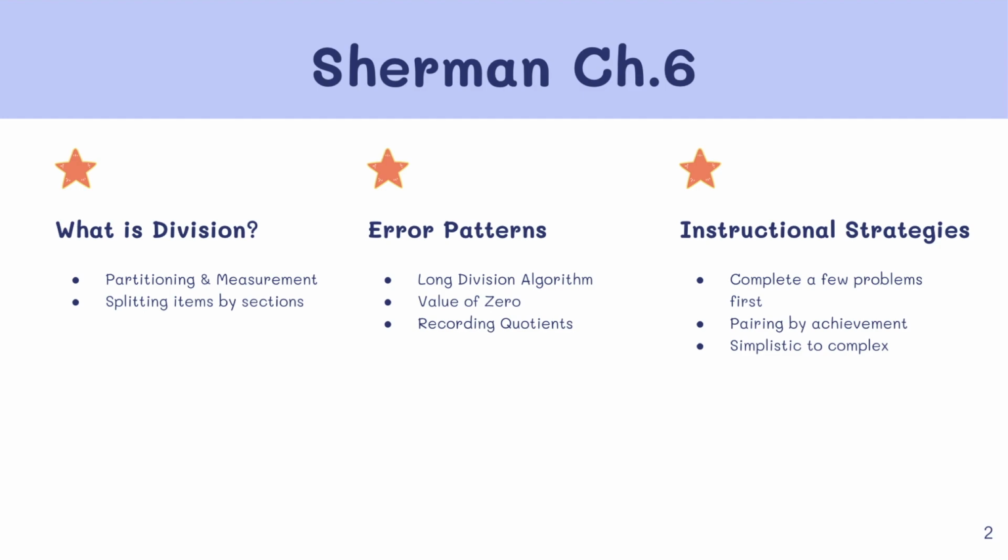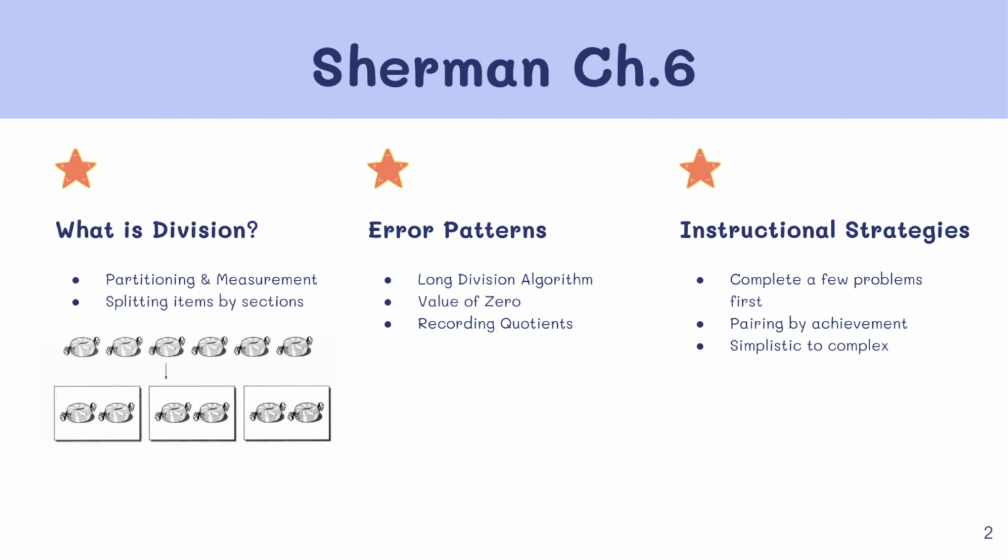Now, when it comes to this week's reading in Sherman, we talked about division in chapter six. In basic words, what is division? It is basically the partitioning and measurement of things. In simplest terms, splitting items by sections evenly. Now, the best way to capture a kid's attention when talking about division is to talk to them about their most valuable asset, which is candy at the moment.